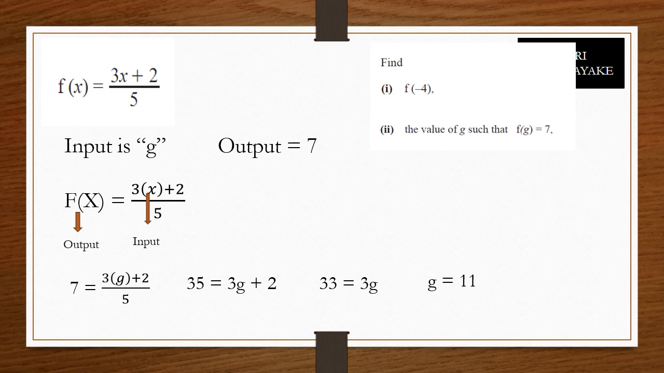In other words, what does it mean? If you input g into the function, your output is 7. That means if you input 11 into the function, 11 multiplied by 3 is 33. You add 2, which is 35, divided by 5, it is 7. So your output became 7.